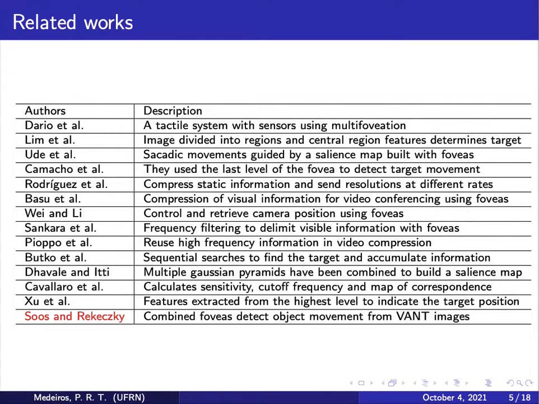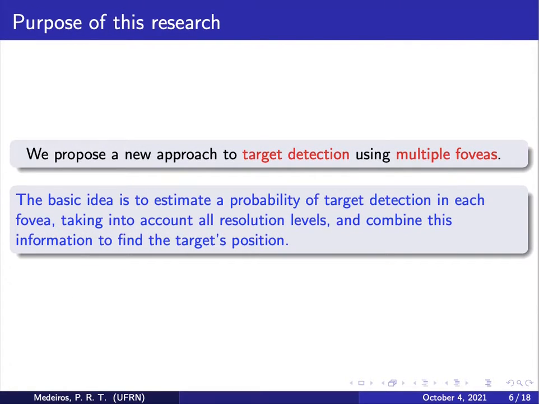Foveas are widely used in the literature, but there are few references that use the foveas to estimate the target position. We highlight this research because they use a local field potential with foveas to evaluate object displacement, but they didn't consider the weighting of multi-resolution levels. Thus, target detection in other multi-resolution levels is compromised. So, we propose a new approach to target detection using multiple foveas.